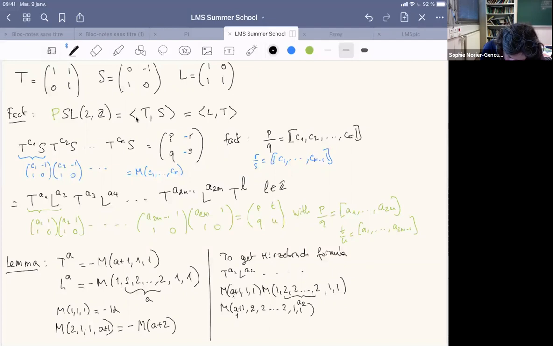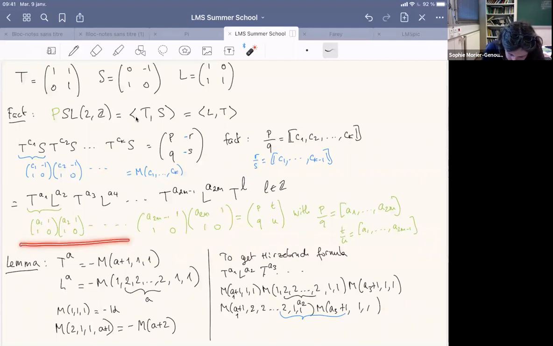But because you have to again add some A3 plus 1, 1, 1. So now you will have to concatenate with A3 plus 1, 1, 1. And what's going to happen is that here, this sequence will simplify using the lemma. Using the lemma, when you have a sequence 2, 1, 1, A plus 1, you can reduce to this shorter sequence. And so that's exactly what will lead to the Hirzebruch formula.